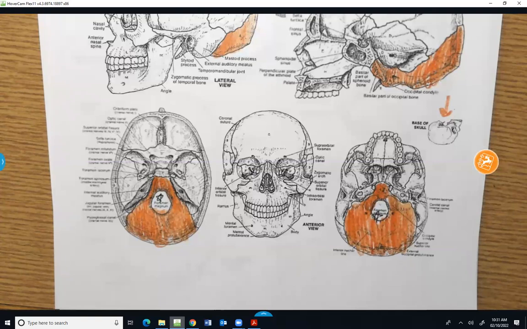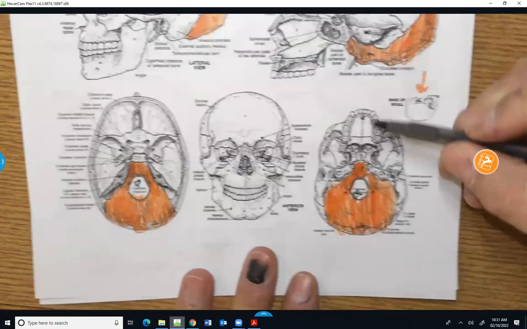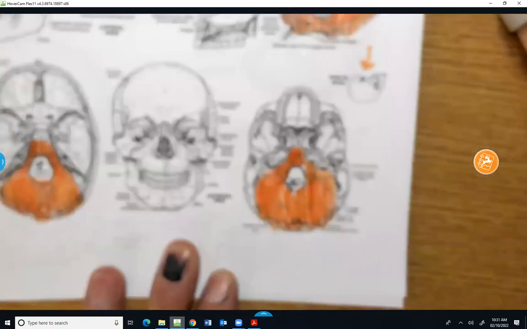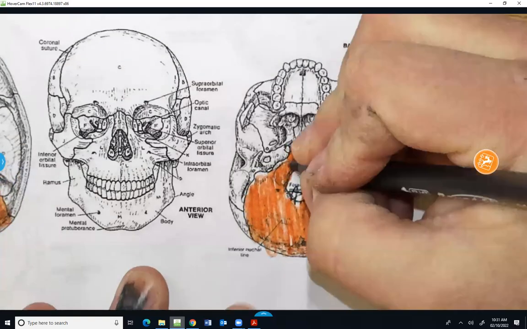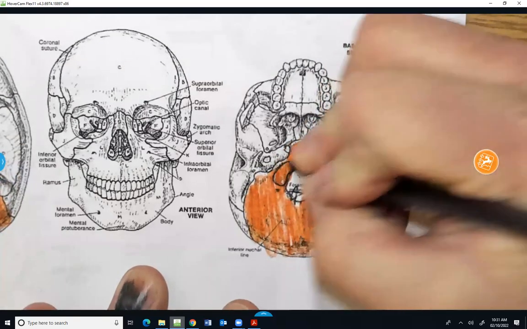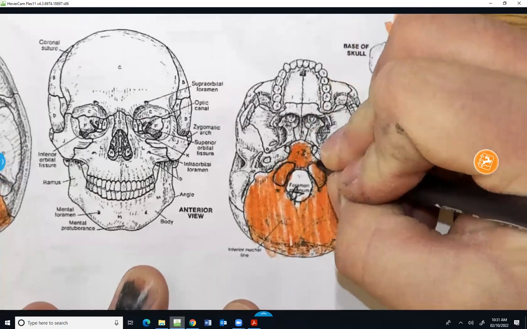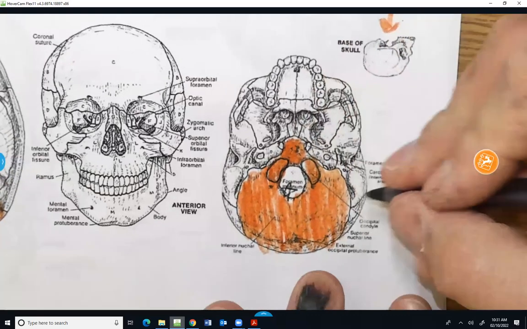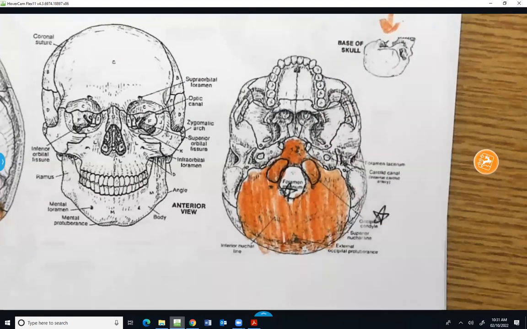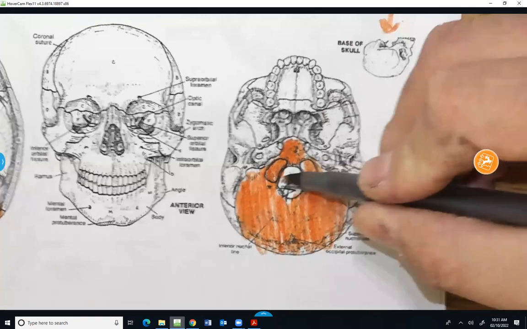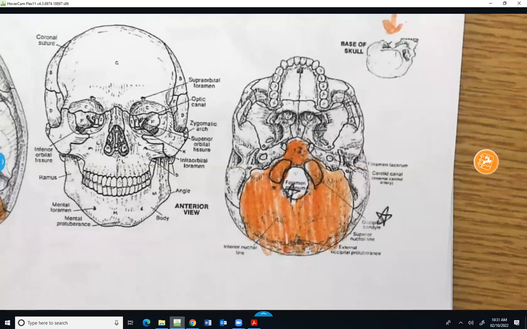On both sides of the foramen magnum, I'll zoom in a little bit here, I'm going to outline them. These kidney bean shaped pads are called occipital condyles. A condyle is just a flattened spot where two bones meet. These two connect to your first vertebra. So this is where the connection between your head and your neck exists, forming what we call the atlanto-occipital joint.